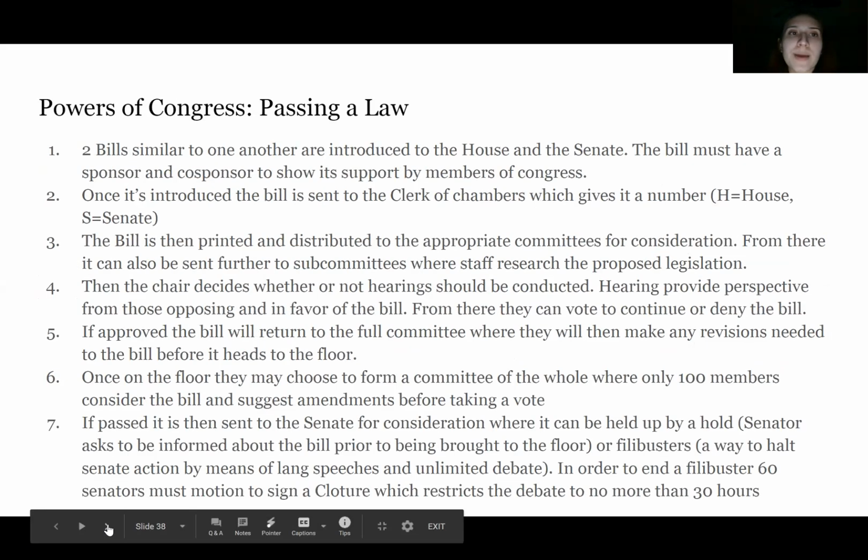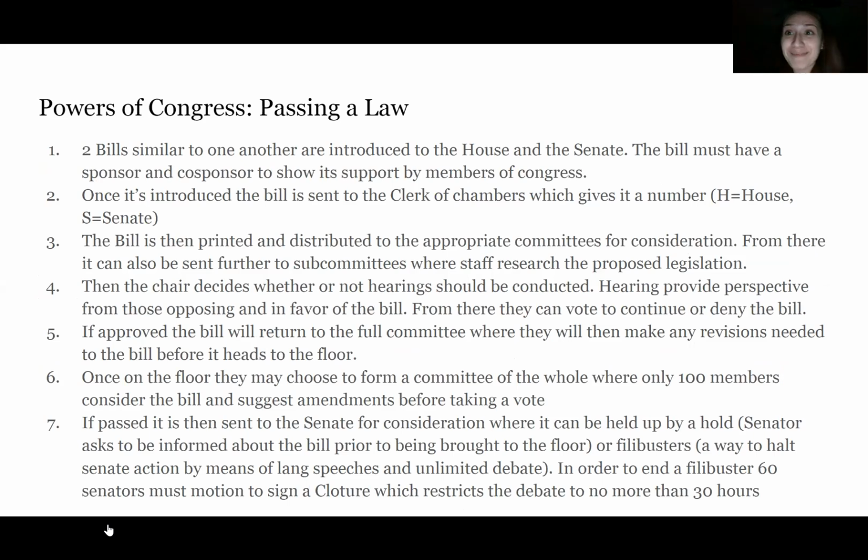Powers of Congress, passing a law. It looks like a lot. I promise it's not that bad. So I'm going to just basically take you through the steps in order to get a law passed. We have 2 bills typically that'll occur. One will be in the House and one will be in the Senate.